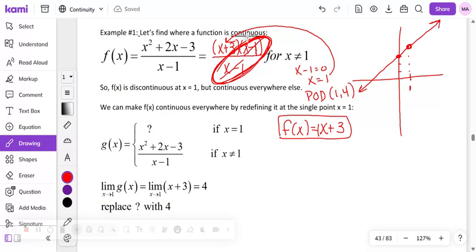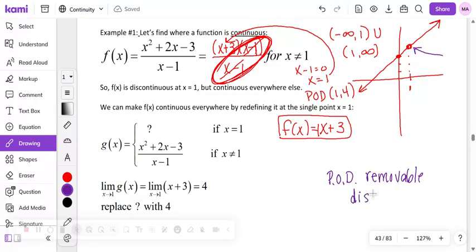So what we can say to answer this, let's find where the function is continuous. It is continuous from negative infinity to 1, not including the 1, and union 1 to infinity. Okay, so the only place it's not continuous is when x equals 1. But there's something interesting about the points of discontinuity. We actually call a point of discontinuity removable discontinuity. So that is a removable discontinuity.